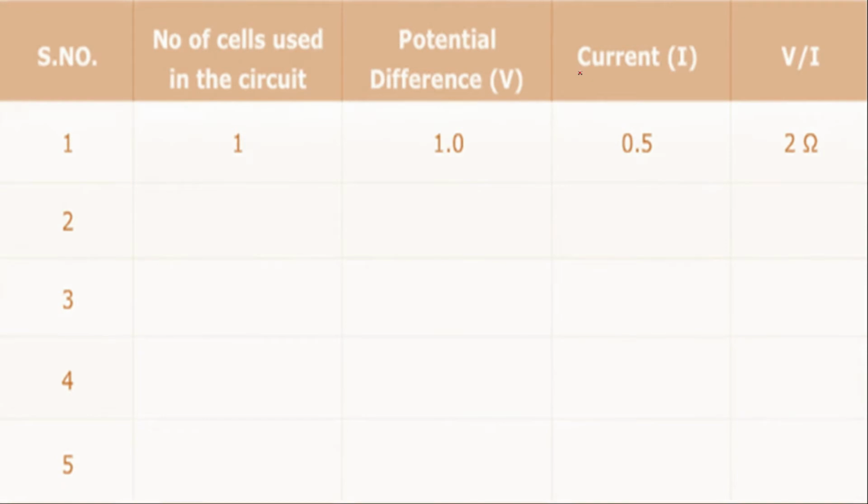Here, how many cells had we used? One cell, and the potential difference shown by the voltmeter is 1 and the current shown by the ammeter is 0.5, and the resistance of the iron rod is 2 ohms. We will take it as constant.